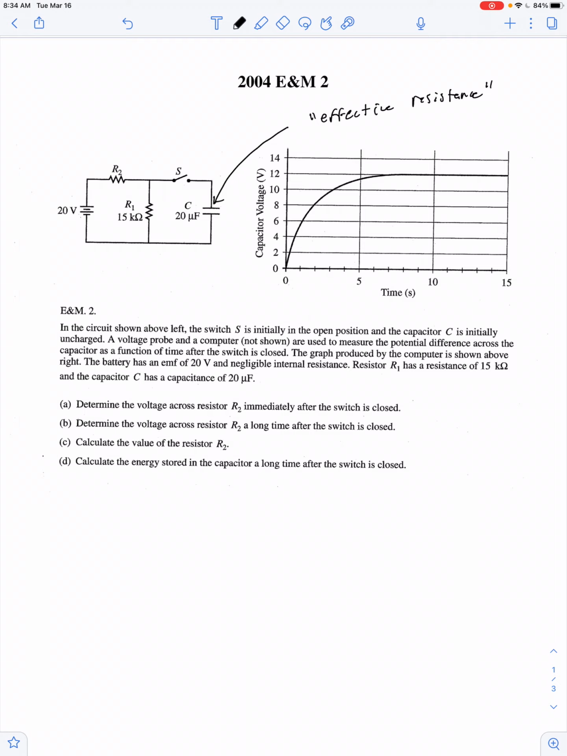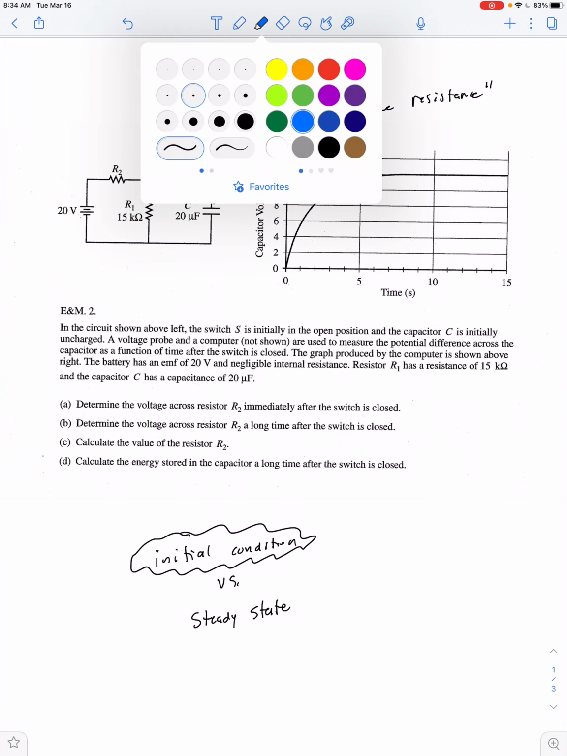So in the previous lesson, I referred to initial condition versus steady state values. All we mean by initial condition is maybe immediately after a switch is closed or immediately after the circuit is connected, something like this. Now in the example provided here, there is a switch in the circuit. So I think we should go ahead and read what the problem suggests here.